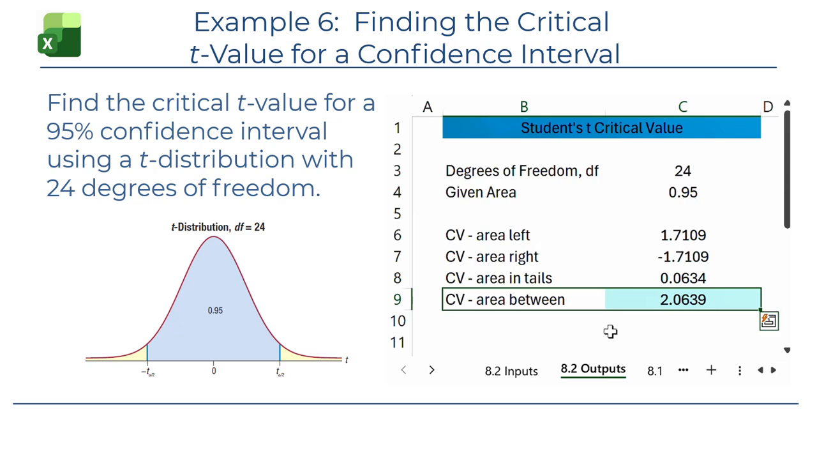And this is the most important example because, of course, in the next video, that's what we're going to do: find confidence intervals. So we're going to be using this calculation quite often.